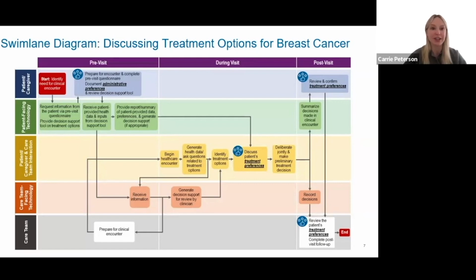The yellow patient caregiver and care team interaction lane represents the clinical visit where the patient and care team discuss the patient's preferences. The orange care team facing technology lane shows a CDS tool that is specifically used by care team members, such as the electronic health record. Finally, the care team lane represents the clinical team members who are responsible for the patient's healthcare and are involved in reviewing the patient's preferences and following up as needed.